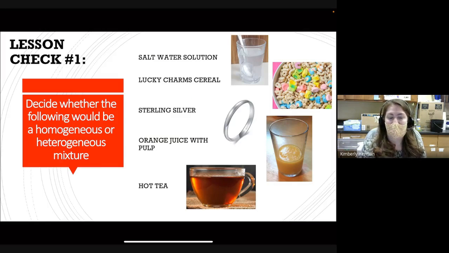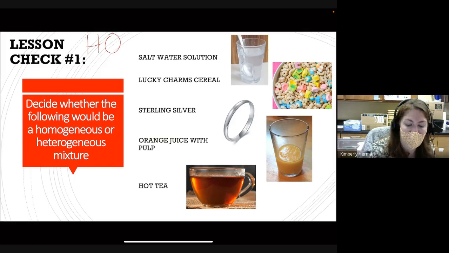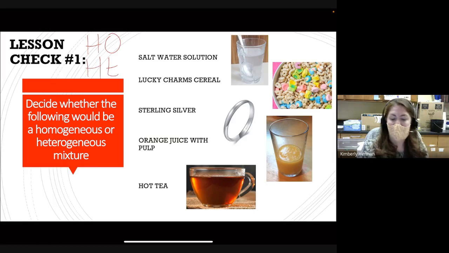So, lesson check number 1, you might want to pause the video right now and then come back and check your answers. So decide whether the following would be homogeneous, and for homogeneous we're going to write HO, and for heterogeneous we're going to write HE. So a saltwater solution. The solution really gives us the key for what it's going to be. So our saltwater solution is going to be homogeneous. The particles are small and you won't be able to see them throughout.